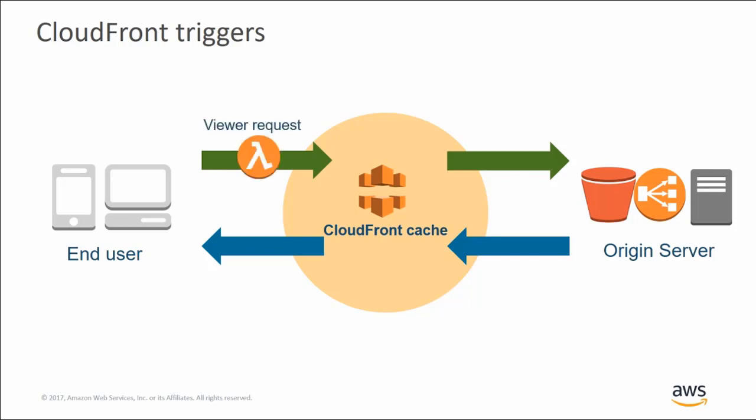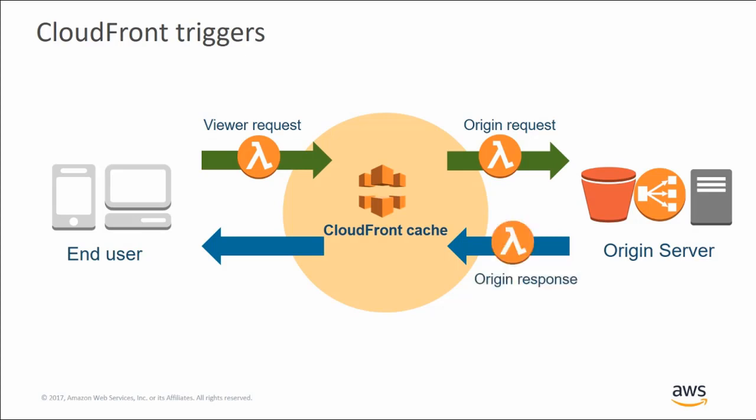The first one is viewer request. So viewer request is right before the request lands in the cache, or a cache lookup is performed. So if you want to do a computation or action right before a lookup is done, then the viewer request is the right point to do that. The next trigger for a Lambda at the edge function is an origin request. So origin request is triggered right before the request is sent out to the origin.